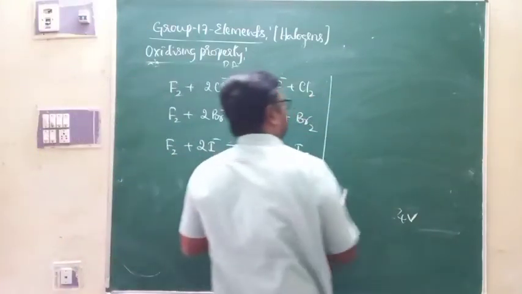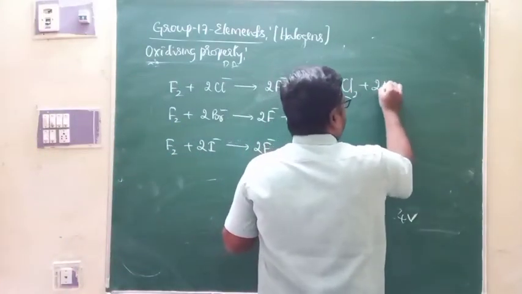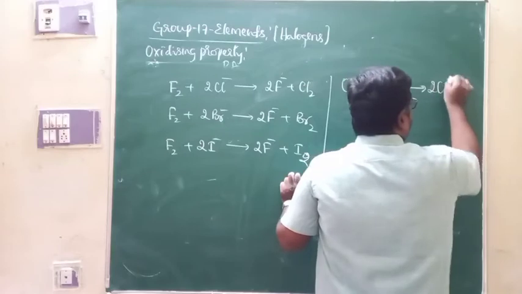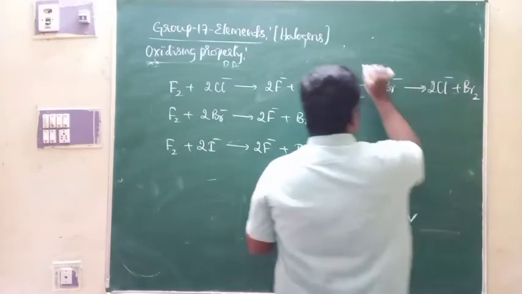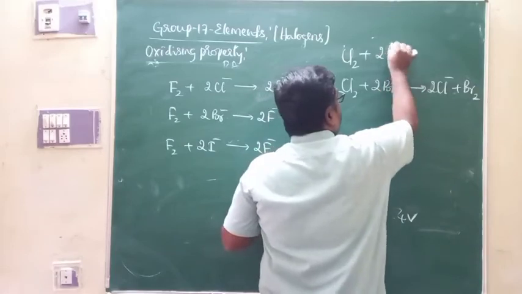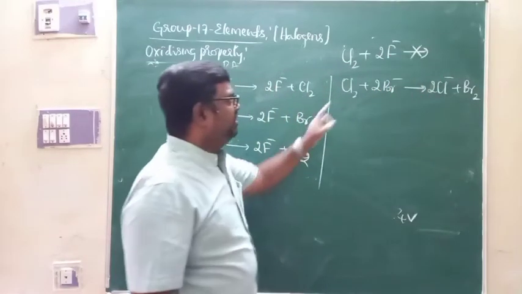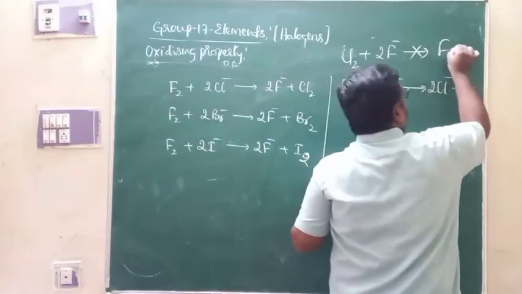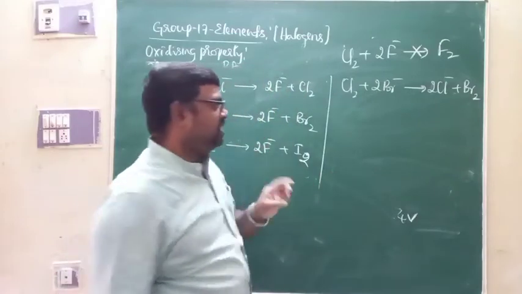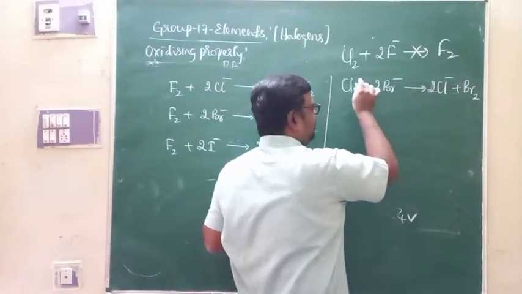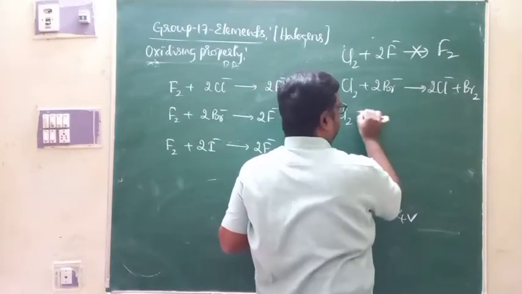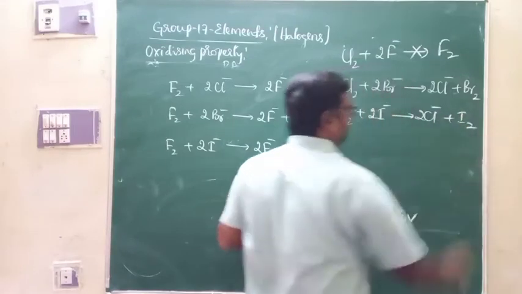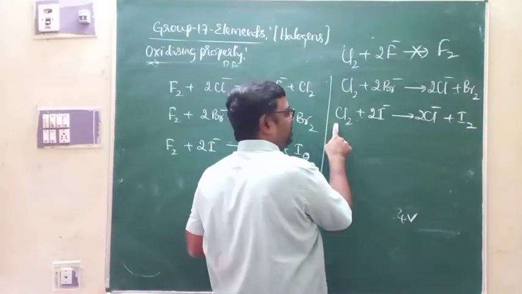In the same manner, look at this: chlorine reacts with bromide to form 2Cl minus and of course Br2. Again, if I add chlorine to F minus, no reaction, because the oxidizing power of fluorine is greater than chlorine. Chlorine doesn't displace fluorine from fluoride, but it displaces bromine from bromide because the oxidizing power of chlorine is greater than bromine. Again, chlorine displaces iodine from its salt because the oxidizing power of chlorine is greater than iodine.